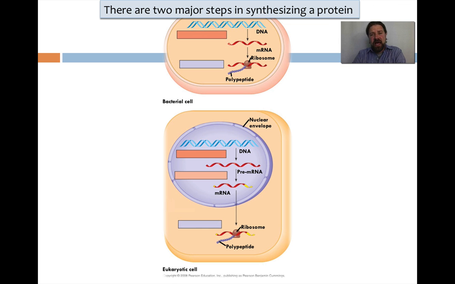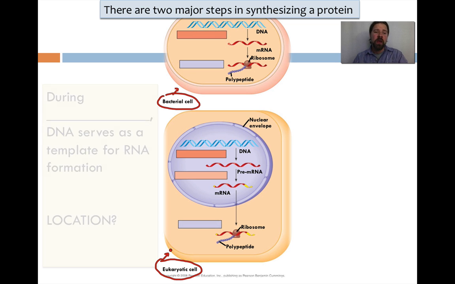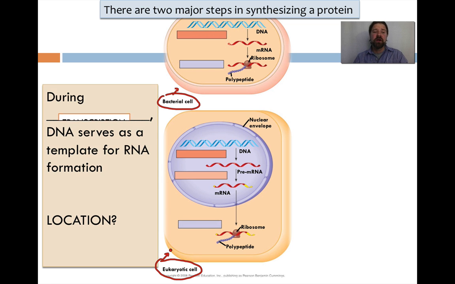There are 2 major steps in synthesizing a protein. So you can see here we have a couple of different types of cells, so let's differentiate what's going on here. This is a bacterial cell right here. And this is going to be our eukaryotic cell, and from its shape, we can probably safely assume it is a plant cell. So we're going to see a lot of similarities in these 2 processes between prokaryotic and eukaryotic, but there are also some key differences. The first process we'll mention here is called transcription. Transcription is where DNA serves as a template for RNA formation.